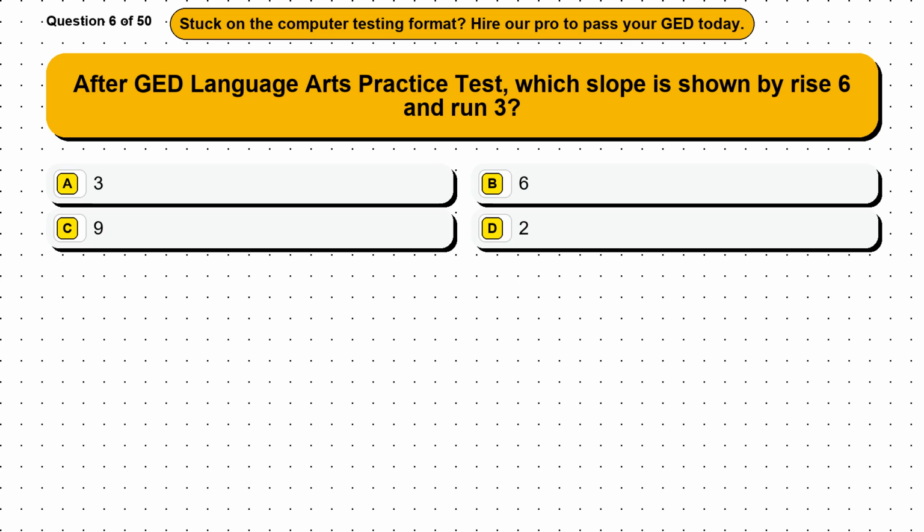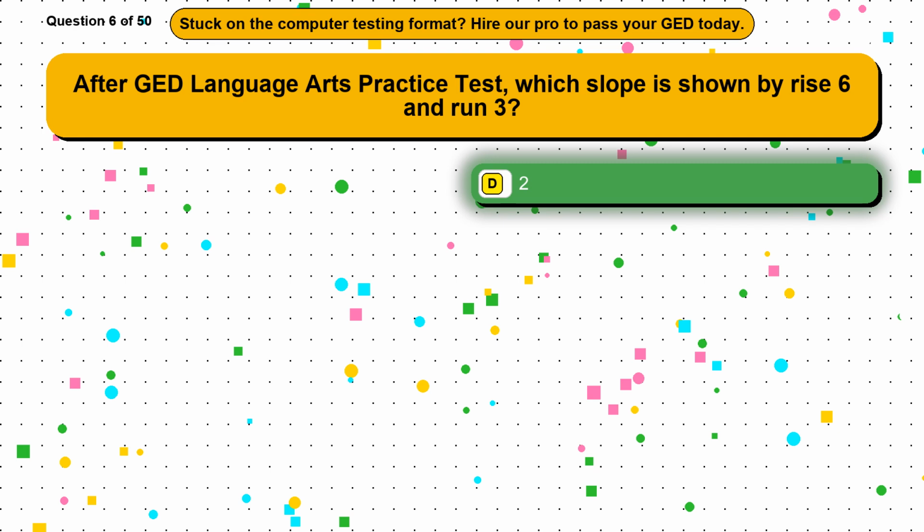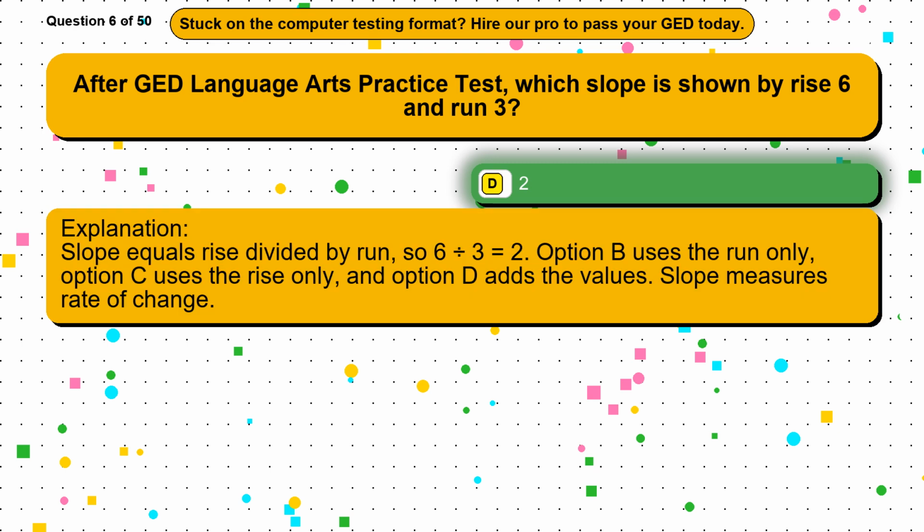Question 6. After GED Language Arts Practice Test, which slope is shown by rise 6 and run 3? Option A, 3. Option B, 6. Option C, 9. Option D, 2. The correct answer is option D, 2. Slope equals rise divided by run, so 6 divided by 3 equals 2. Option B uses the run only, option C uses the rise only, and option D adds the values. Slope measures rate of change.